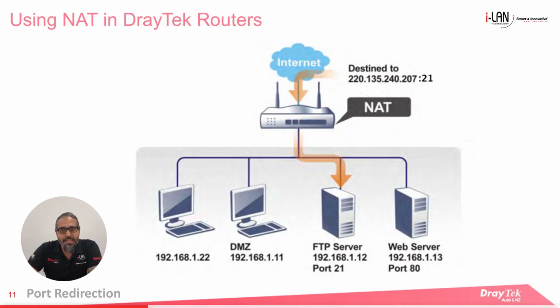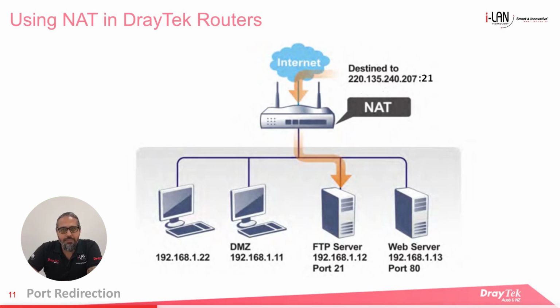Visitors who want to access our FTP server can either use an FTP client or they can just add :21 after the router's WAN IP address in most web browsers. For example, 220.135.240.207:21. Now the router won't know what to do with that traffic yet, so our visitor won't be able to access our FTP server with that information alone.